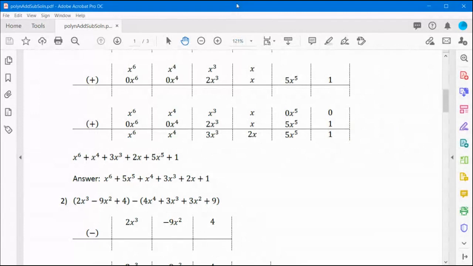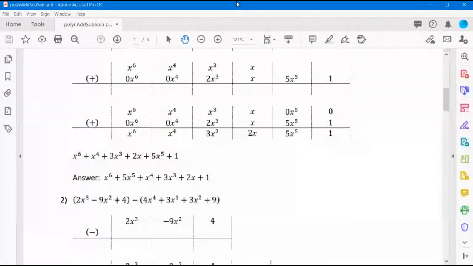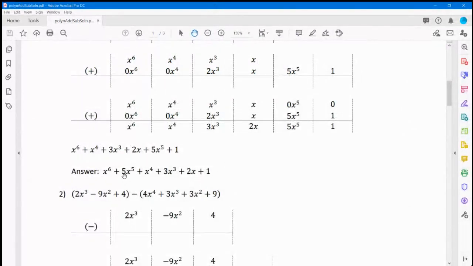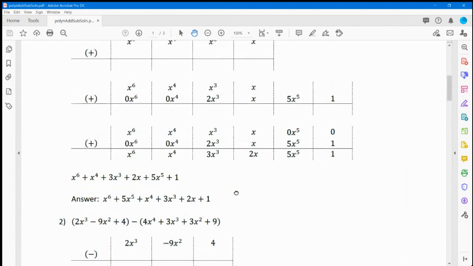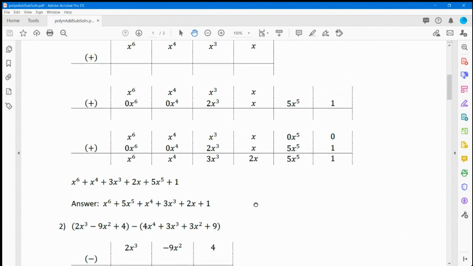If you can't see this, just let me know. I keep getting nervous that people cannot see it, but I think people can. Putting this in standard form, the only thing we have to change is that the exponent of x needs to be decreasing from left to right, and the constant term has to be on the end. So this 5x to the 5th would go over here. And that's what I did. Okay, that's good. I hope this one made sense.